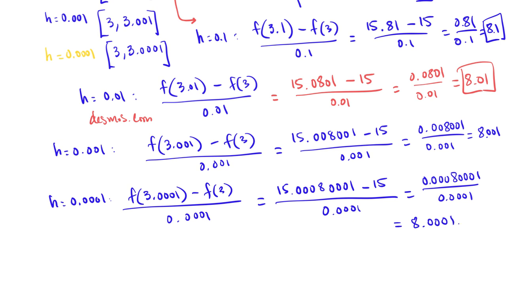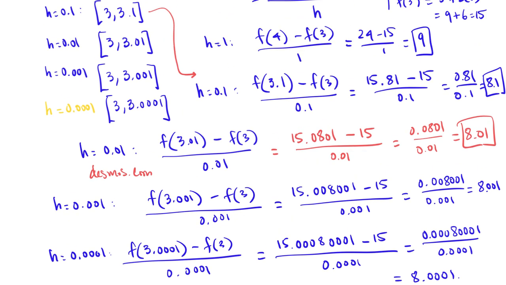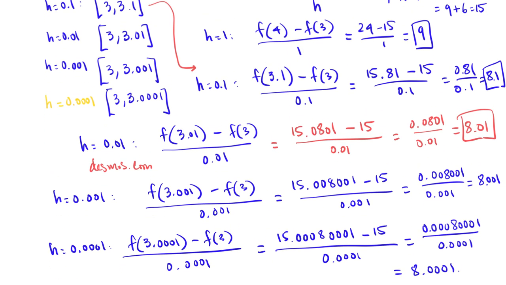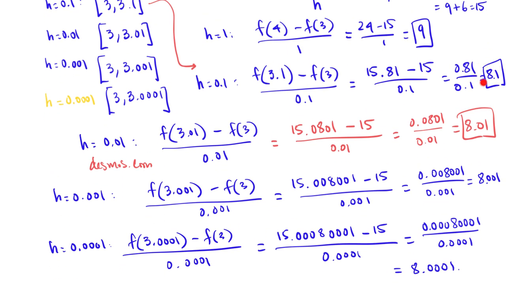We see that these rates of change, if we start with an increment of 1 unit, the rate of change is 9. And then if we make the increment smaller and smaller, as if that increment is shrinking towards 0, then the rate of change decreases to 8.1, 8.01, 8.001, and then 8.0001. All of these numbers are converging to a specific number here, and that number is 8.